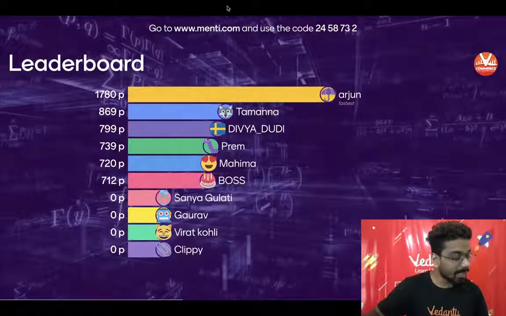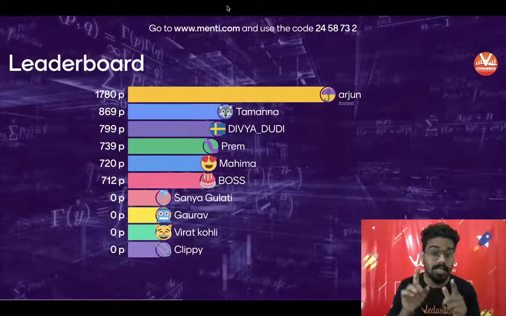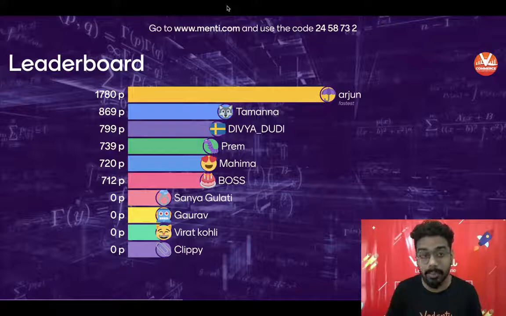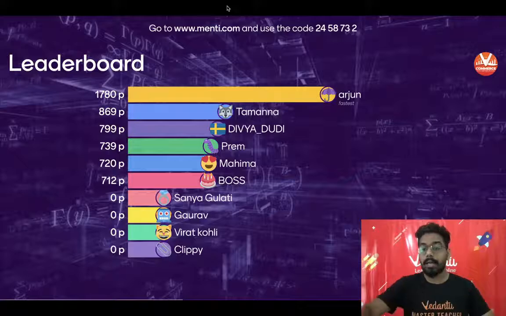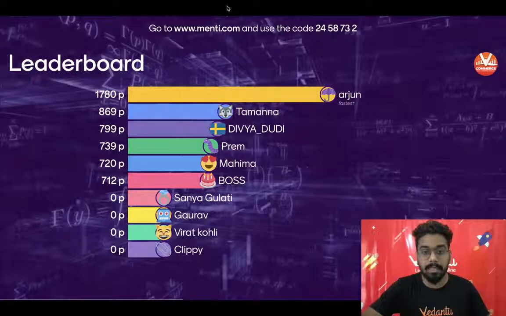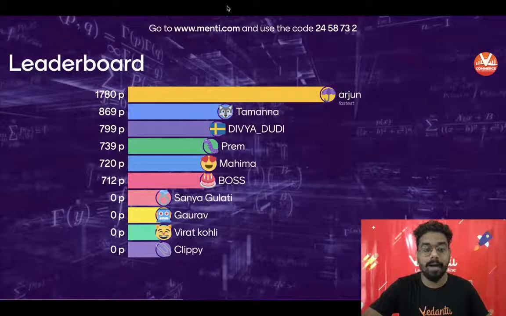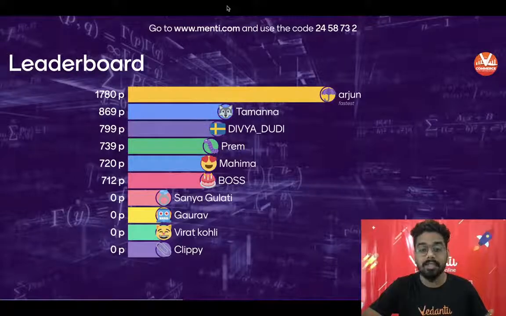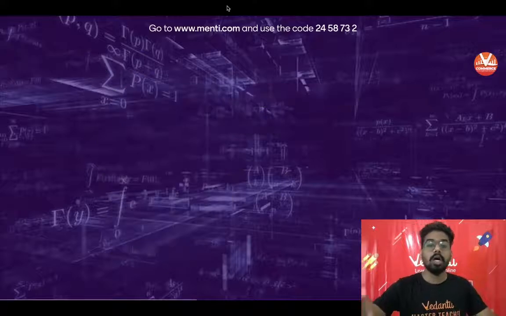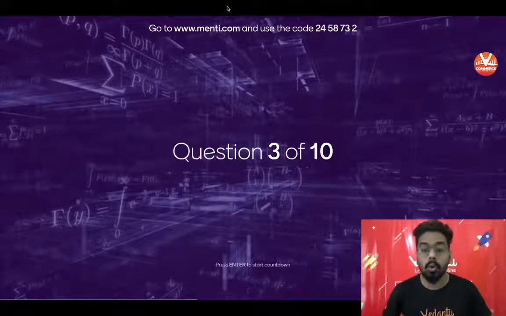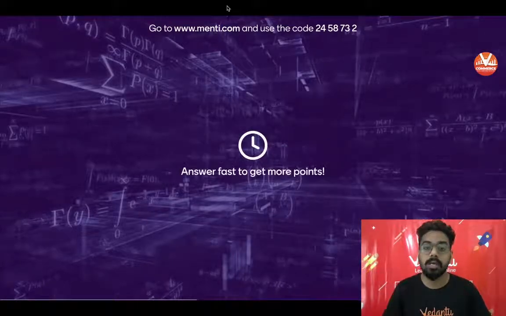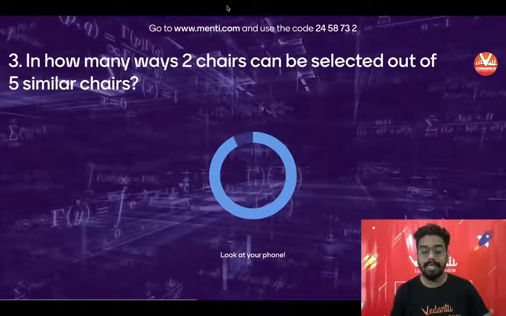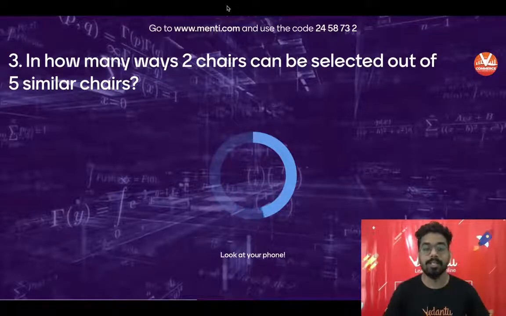Exactly boss, they were couples not singles, इसीलिए बहुत सारे लोगों की गलती हुई है. Now Arjun is at the top, and Divya 3rd, Tavanna 2nd, Prem 4th, Mahima 5th, Boss 6th, and the rest of you, Sanya, Gaurav, Virat, Kohli, Clippy, and many more. We will make sure that we will maximize our score. Question number 3 on the screen, code is on the screen. Let's begin this next question. देखते हैं कितने लोग तोड़ेंगे मरोड़ेंगे इस क्वेश्चन को सॉल्व कर पाएंगे.